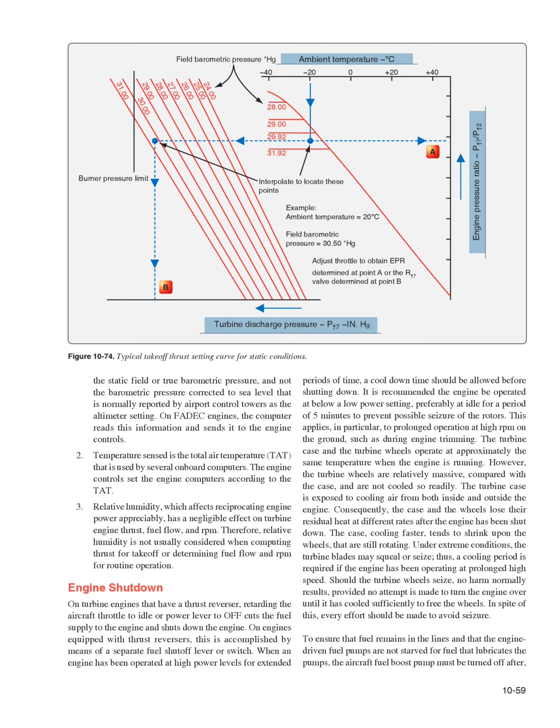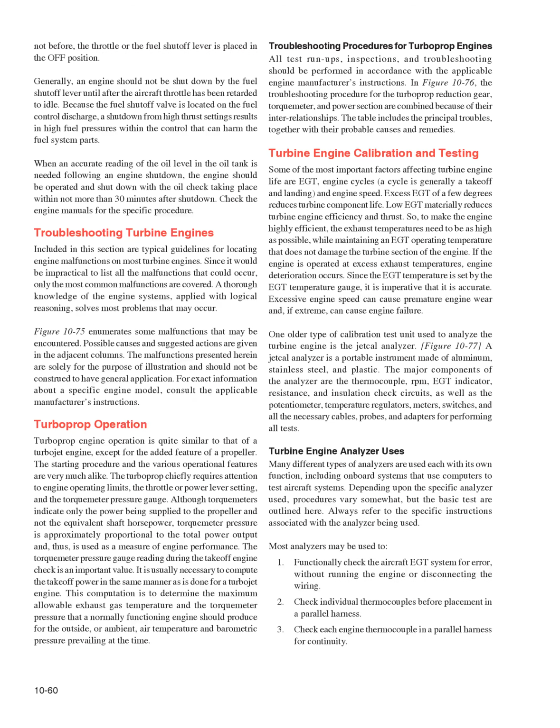To ensure that fuel remains in the lines and that the engine-driven fuel pumps are not starved for fuel that lubricates the pumps, the aircraft fuel boost pump must be turned off after, not before, the throttle or the fuel shutoff lever is placed in the off position. Generally, an engine should not be shut down by the fuel shutoff lever until after the aircraft throttle has been retarded to idle. Because the fuel shutoff valve is located on the fuel control discharge, a shutdown from high thrust settings results in high fuel pressures within the control that can harm the fuel system parts.